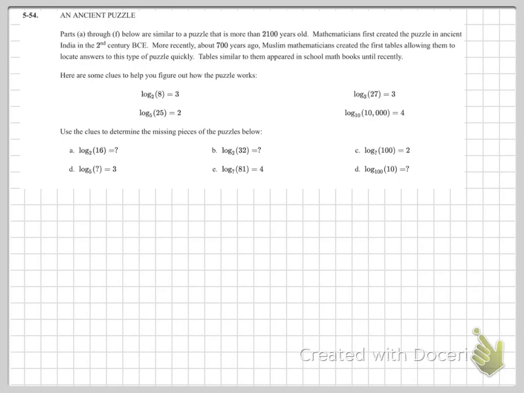When we see that first one, we say log base 2 of 8 equals 3. So apparently that's a fact. Log base 5 of 25 equals 2. Log base 3 of 27 equals 3, and log base 10 of 10,000 equals 4. So we want to use these facts to figure out the answers: use the clues to determine the missing pieces of the puzzles below.